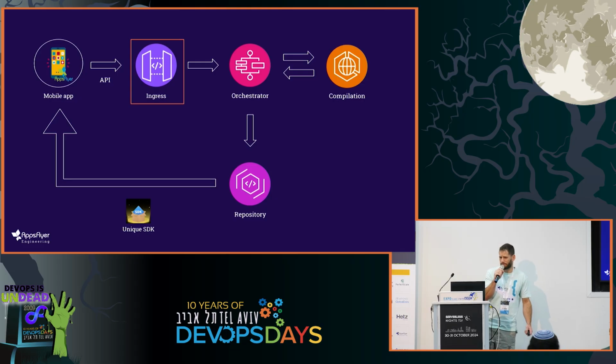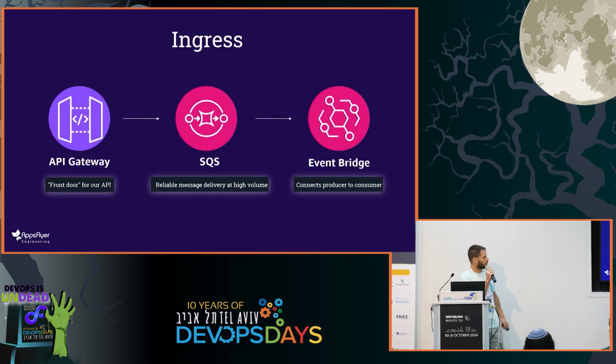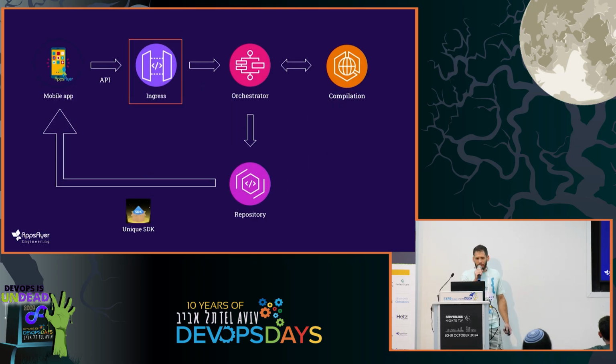So let's start with Ingress. Nothing too complicated. We have API Gateway as the front door for the API, SQS that can handle multiple messages at high volume reliably, and EventBridge, an event-driven component that connects SQS as a producer to the rest of the architecture, which will be the orchestrator, which I'm going to explain in a bit. So nothing too fancy, a simple Ingress.